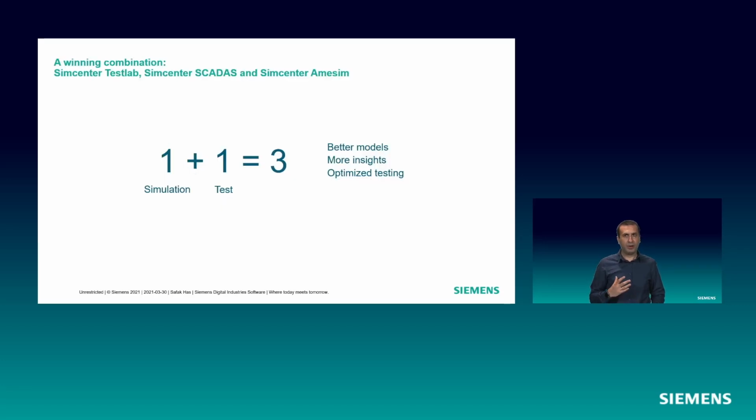So here we have our winning combination: Simcenter Testlab, Simcenter Scalas, and Simcenter AMESim. 1 plus 1 will not always give us 2, let's say. The simulation and test will give us better models, more insights, and optimized testing, as I demonstrated today.